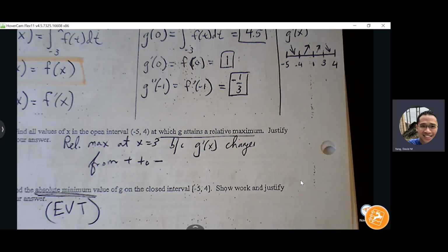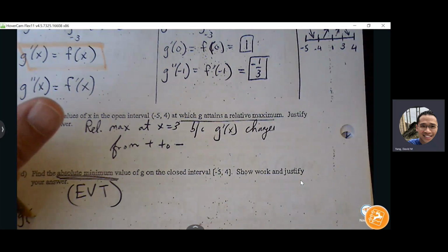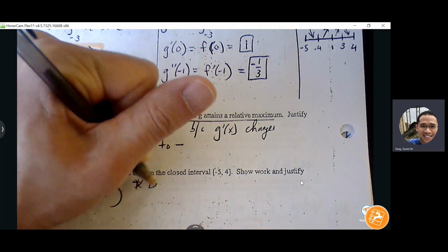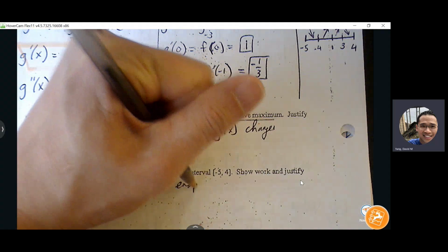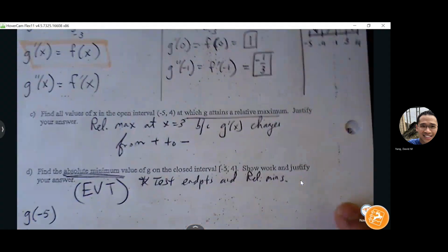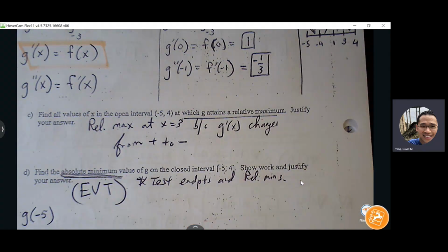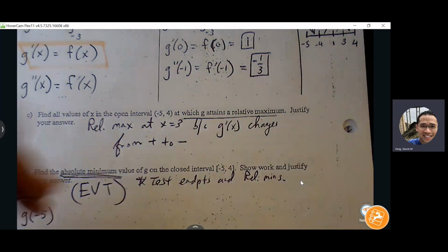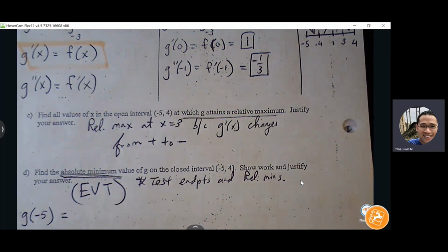We need to consider g of -5. So we'll test endpoints and relative min. Now, if the problem is asking for find absolute max and absolute min, then we have to test endpoints, relative mins, and relative max. But here we can save a little bit of time. We can just disregard relative max and just focus on what we need to focus on. So we'll test g of -5, we'll test g of 4, and we'll test g of -4.